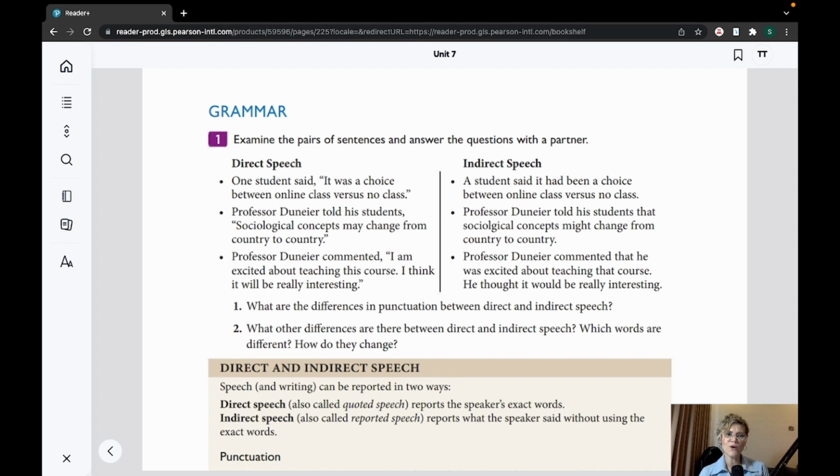So, number 1, what are the differences in punctuation between direct and indirect speech? Number 2, what differences are there in verb tenses between direct and indirect speech? And which words are different? How do they change? Please answer that first.